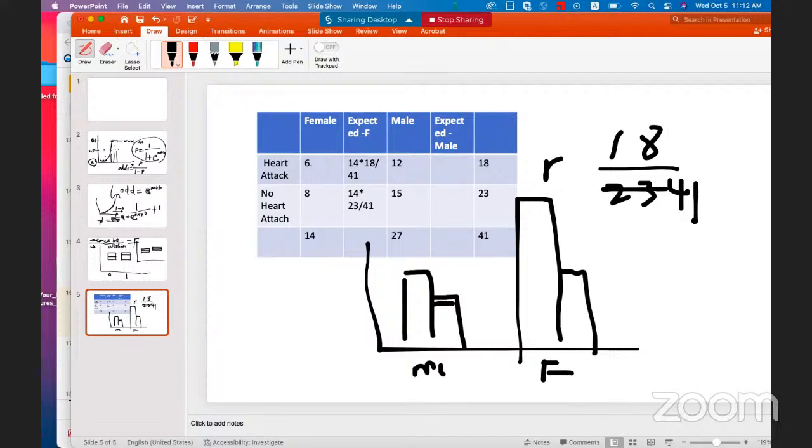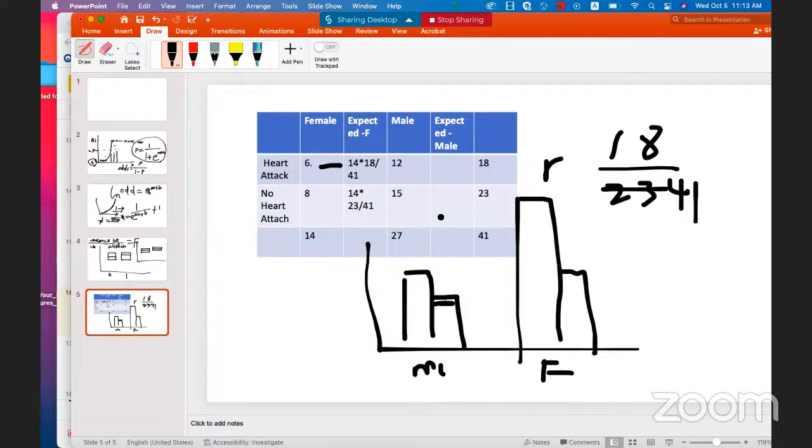But if this gap is big, that means there's a significant difference between these two groups. So it adds the differences together, the difference for this group and the difference for this group, and all these differences added together give you the chi-squared value. The larger the chi-square value is, the more significant the difference is.